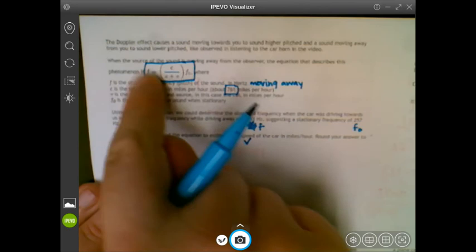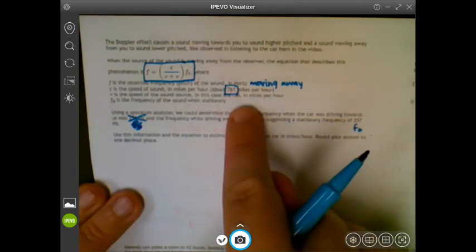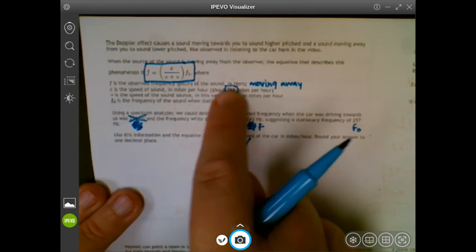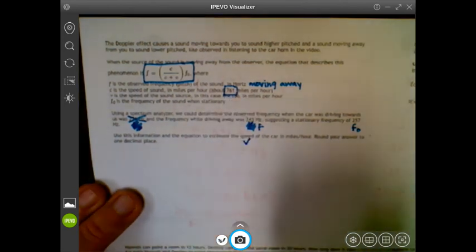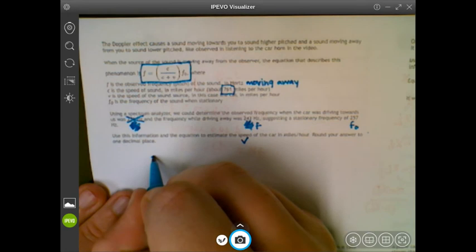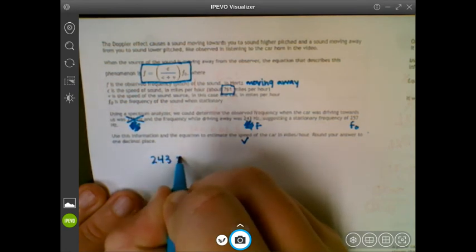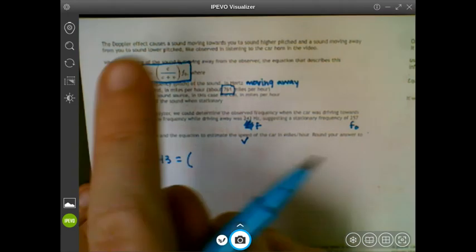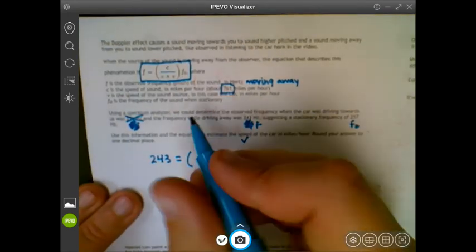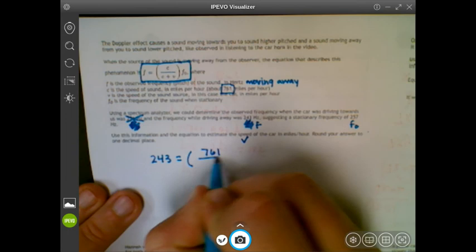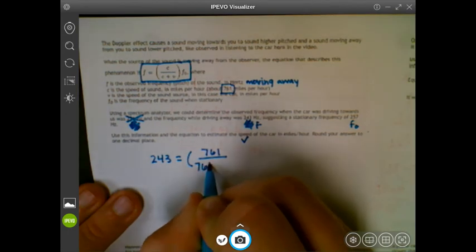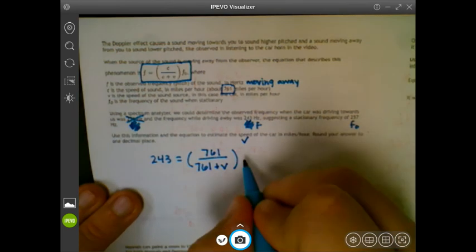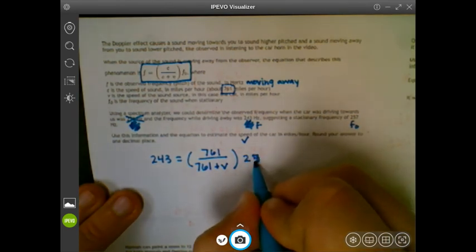So we're going to use this equation. We're going to use F, F sub 0 here. And they did tell us C in the equation here, and so we're going to use that to find the speed. So F is 243. C is the speed of sound, 761. And then the speed again, 761 of sound, plus V, V is what we're trying to find, 257.